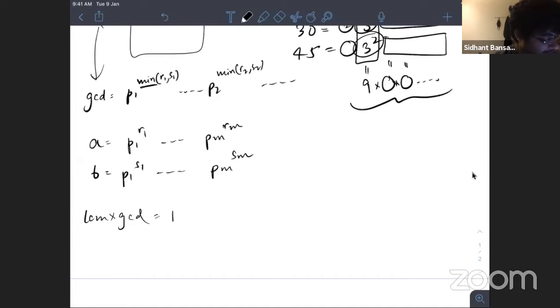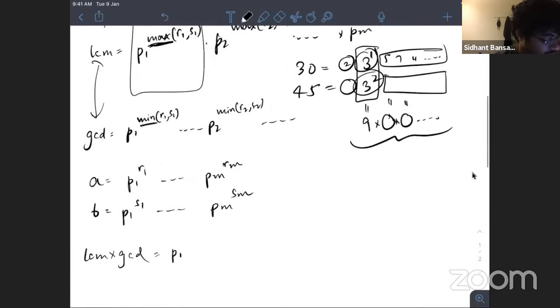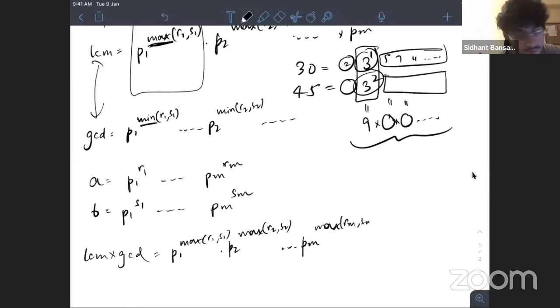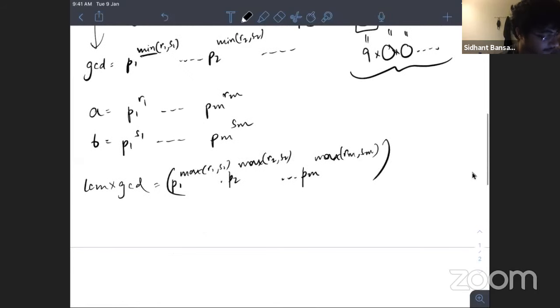What is LCM? LCM is P1 to the, we just now discussed max. So max of R1 comma S1, and then P2 to the max of R2 comma S2, and so on up till PM, right? Max of RM comma SM. And then this whole thing is the LCM, and then this is being multiplied by the GCD, which is what? Min of R1 comma S1.